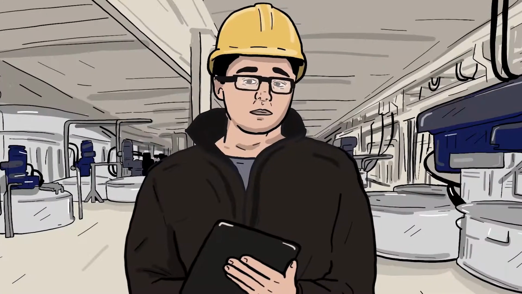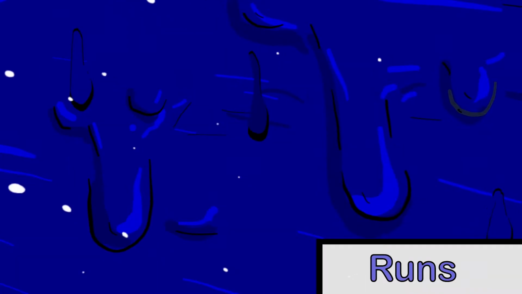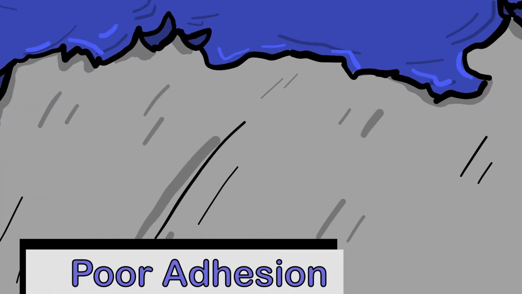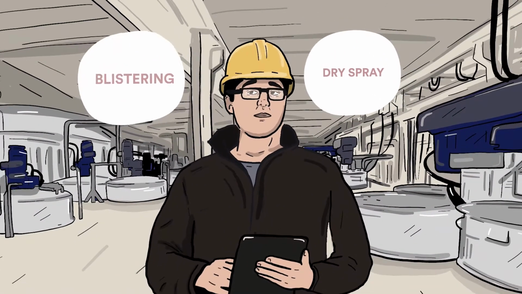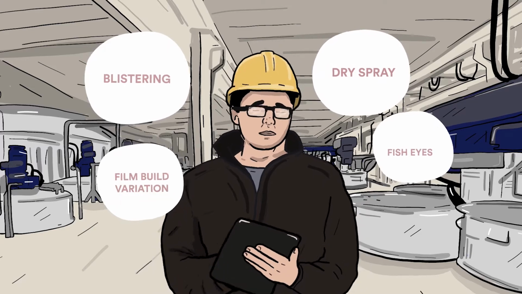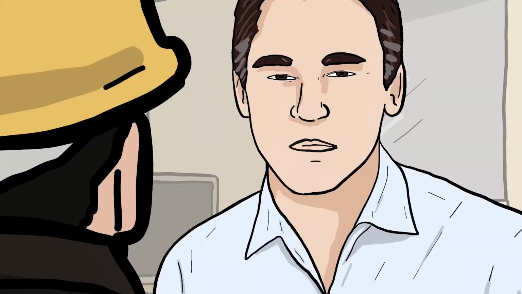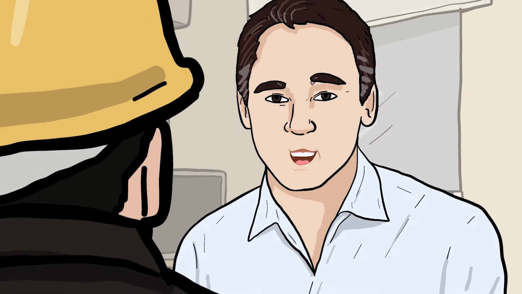Here are some of the paint defects Bob's dealing with: runs, sags, solvent pop, orange peel, poor adhesion, dry spray, blistering, fish eyes, film building variation, uneven cure. Bob, what are we doing to solve our paint defects?